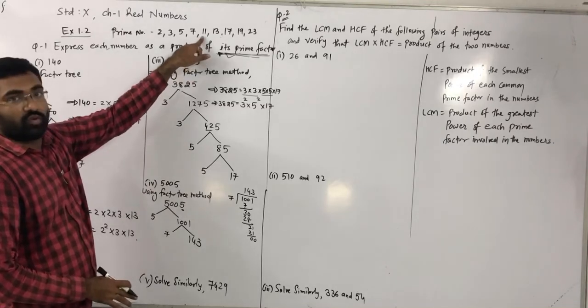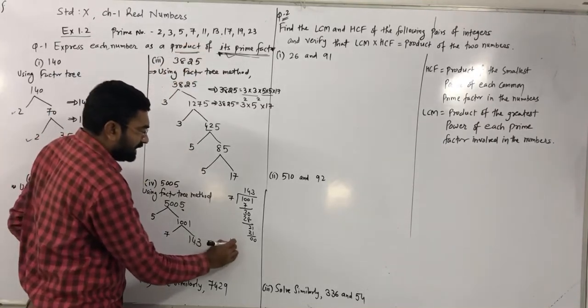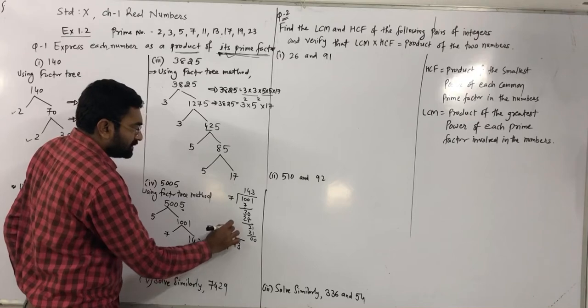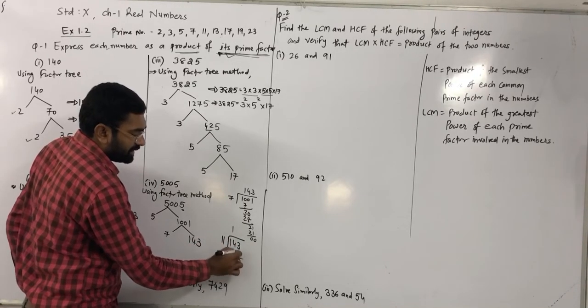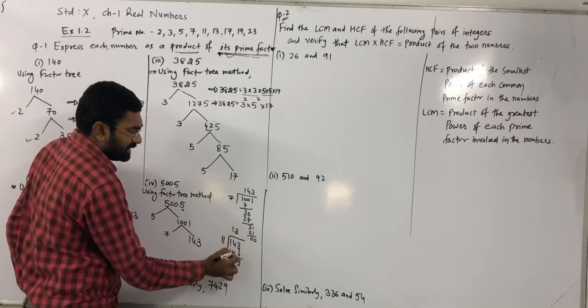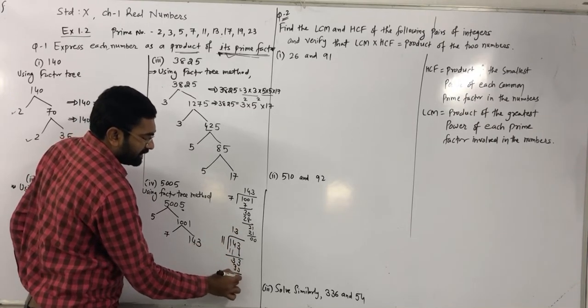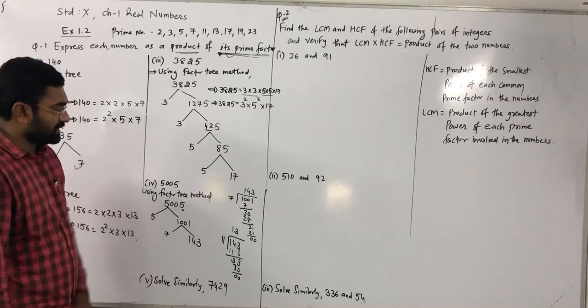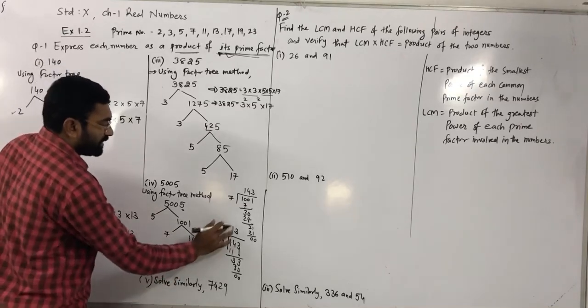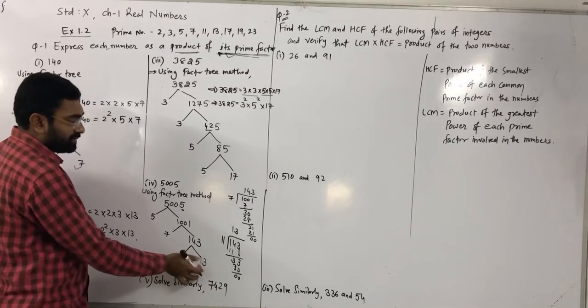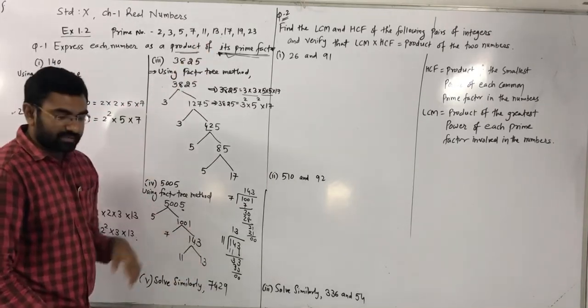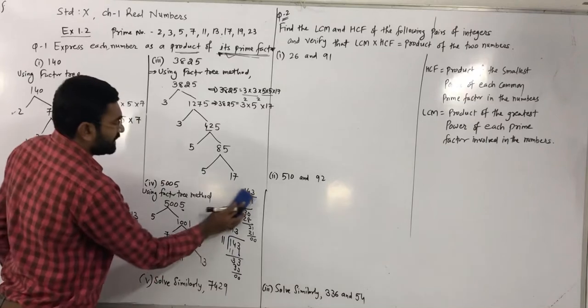Now we have to check for 11. So 143 is divided by 11. So 11 ones are 11, so we get 3 as a remainder, and 3 as it is, 11 threes are 33, so we get the remainder as 0, right? So we can say 143's two factors are 11 into 13. 11 is a prime number, 13 is a prime number. So now next we do not have to divide by any numbers.